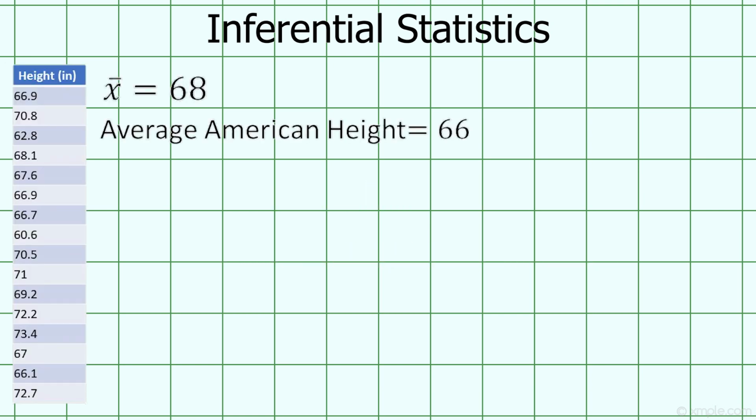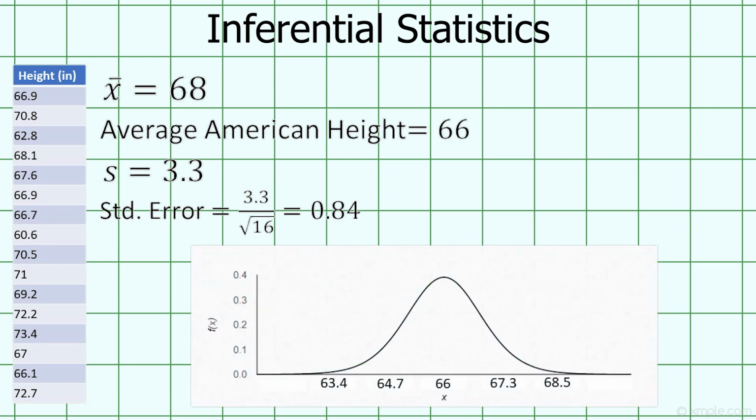we do. So, first we need the standard deviation from our sample of economists, which is equal to 3.3. Next, we plug that into our formula for the standard error, along with our sample size of 16, to get a standard error of 0.84. So, if the average economist really is 66 inches tall, just as tall as the average American, then the sampling distribution will look like this. Taking a sample is kind of like picking a point at random on this curve.